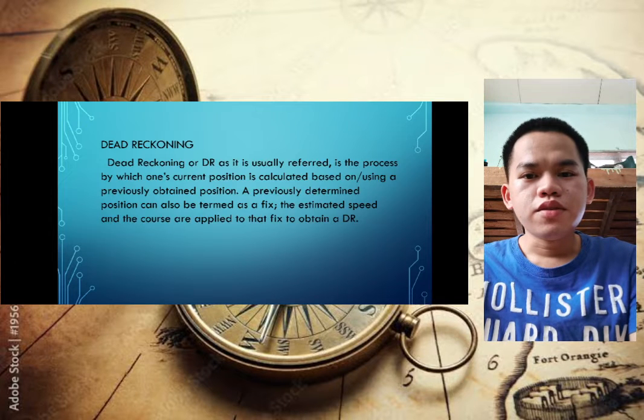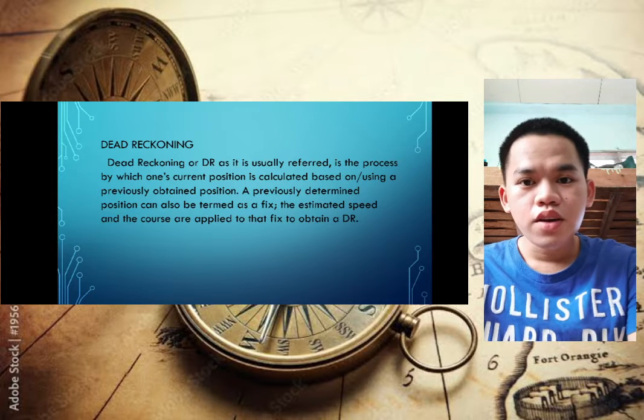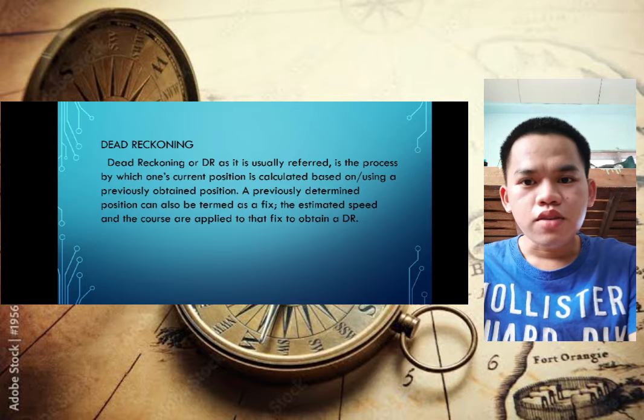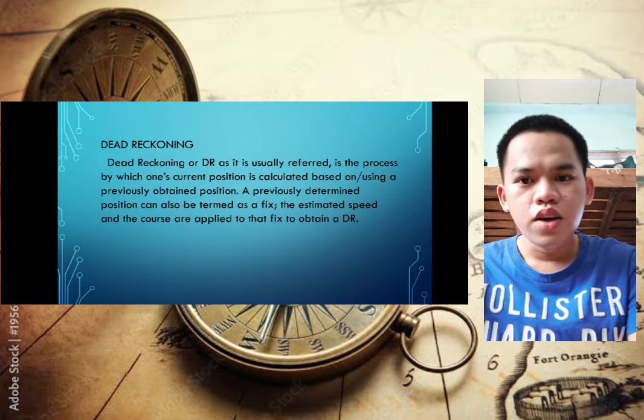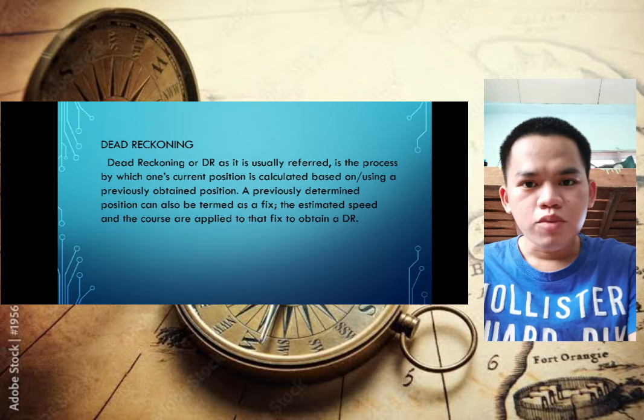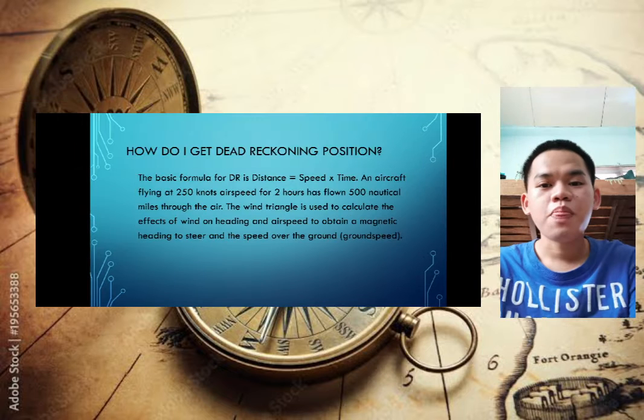Dead reckoning, or DR as it is usually referred to, is the process by which one's current position is calculated using a previously obtained position. A previously determined position can also be termed as a fix. The estimated speed and the course are applied to that fix to obtain a DR.